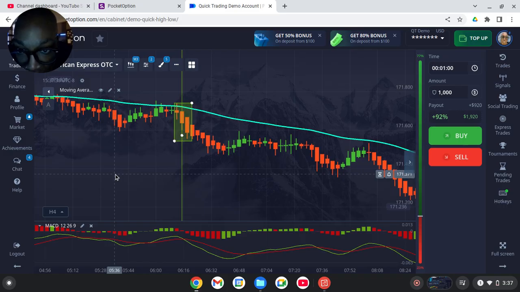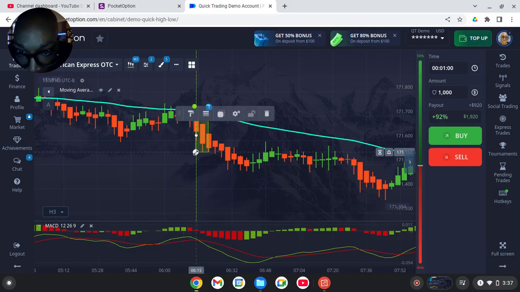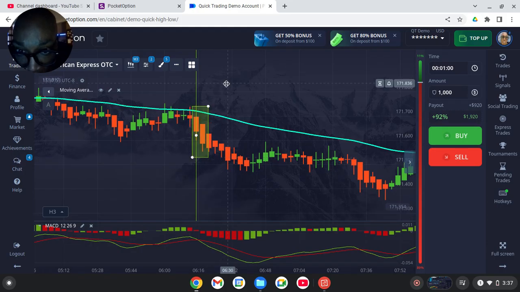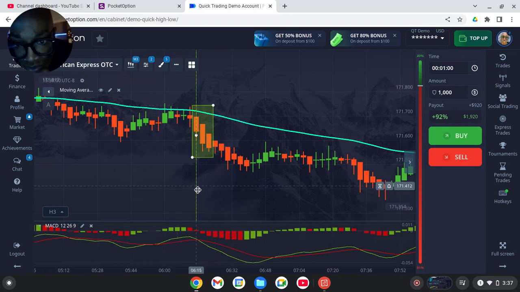Right, so in this example, let me do it more like this. Okay, so in this example, your entry would have been on this candle, as this candle was opening. The second candle in the box.